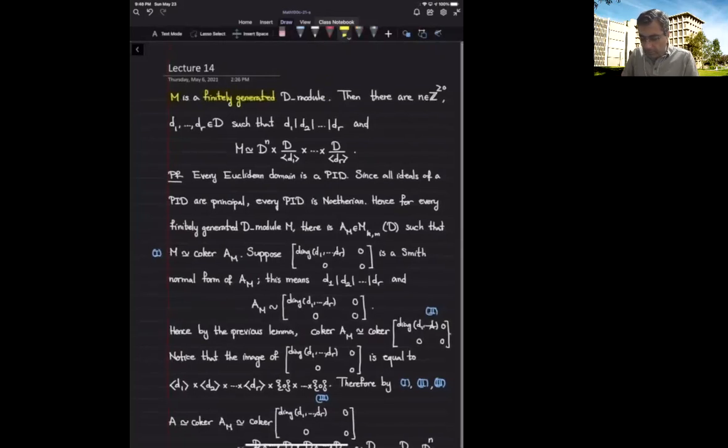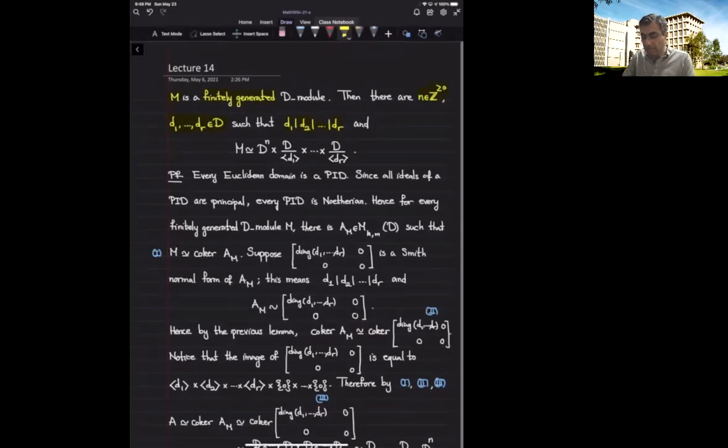Now, the claim is that every such module is isomorphic. For every such module, you can find some non-negative integer n and some elements of the ring, this Euclidean domain D, let's denote them by d1, d2, up to dr, so that d1 divides the next one, d2 divides d3, and so on. And what's the connection between these d sub i's and n and m?